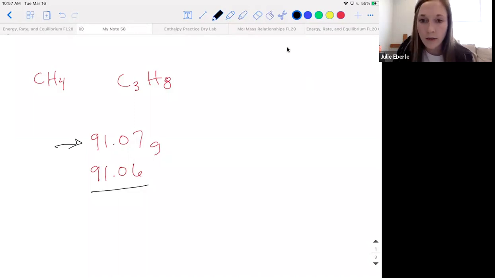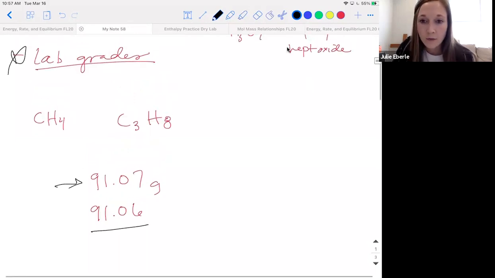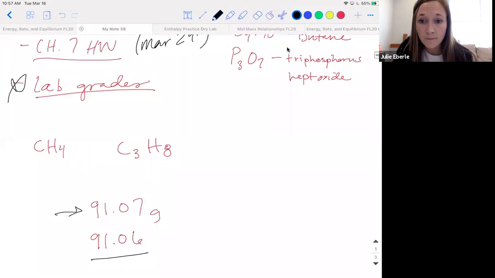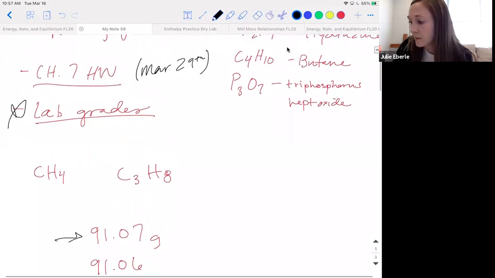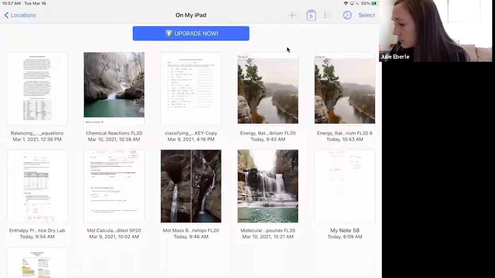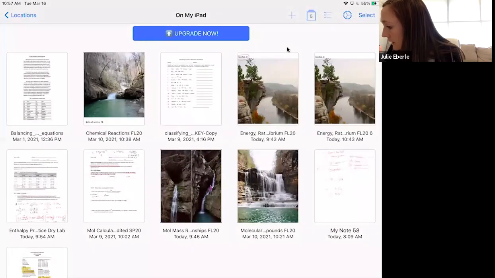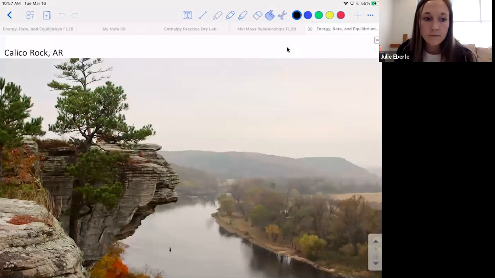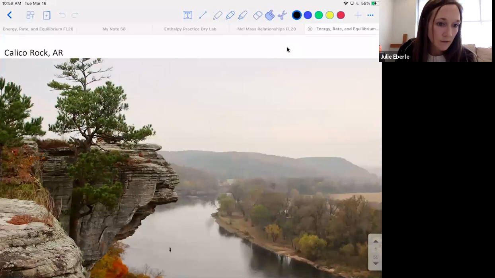Anyways, I'm kind of done talking about all this. We are doing the enthalpy lab this week, by the way. Thursday and Friday, that's the one we do, so make sure you print that out and have that ready to go. Okay, now I want to get into chapter 7.